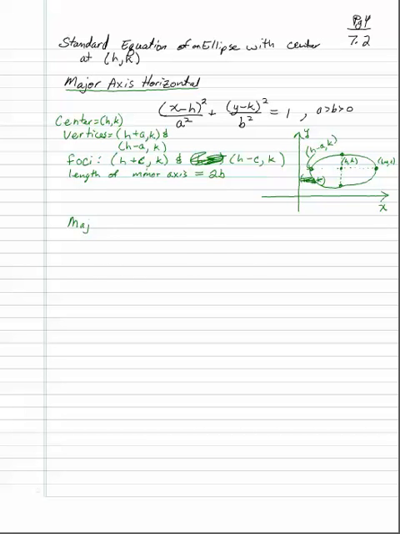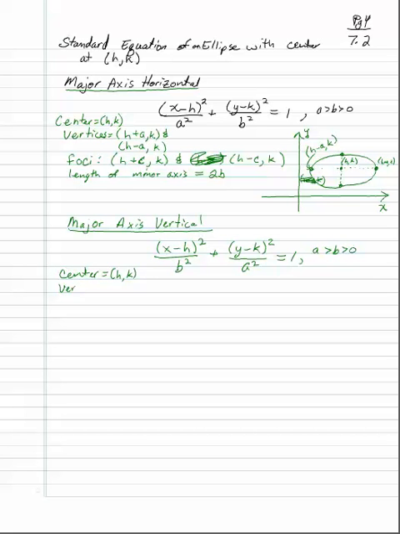And then if the major axis is vertical, same thing, but the a is going to be under the y. With the vertices, since the major axis is vertical, we're going to add and subtract a to the k coordinate of the center, the y coordinate of the center, which is k. So it's h, k plus a and h, k minus a. And then for the foci, same thing. We're going to get h, k plus c, and h, k minus c.